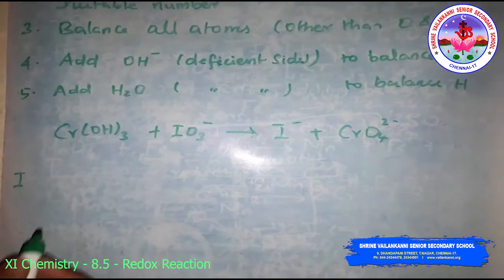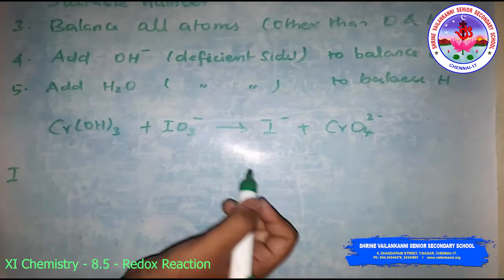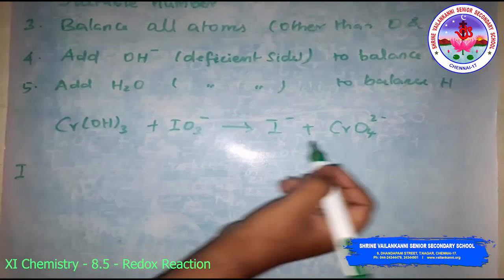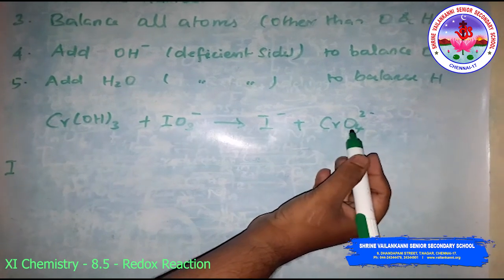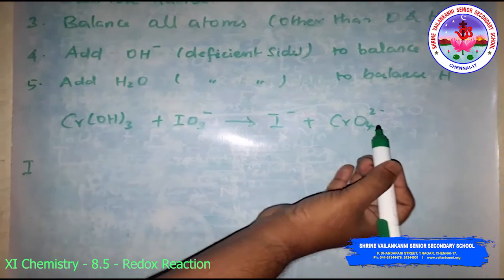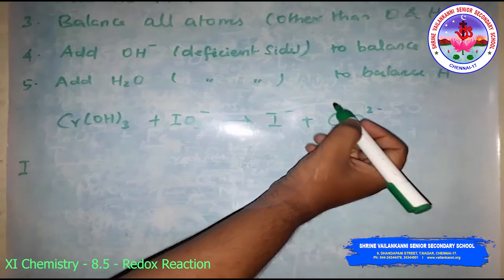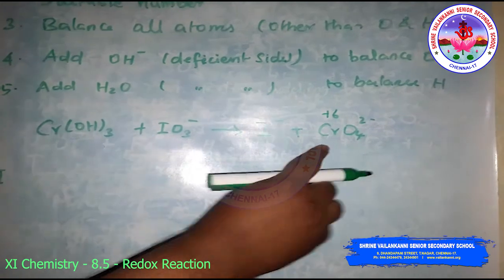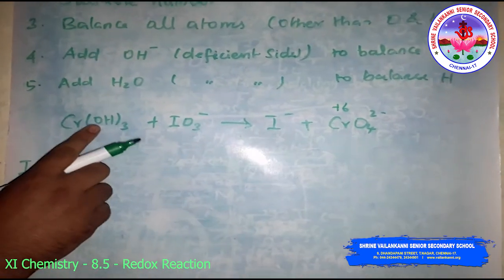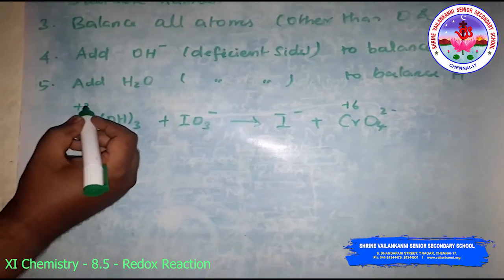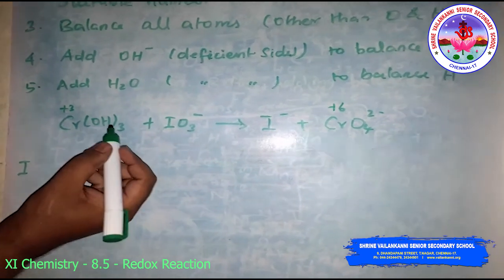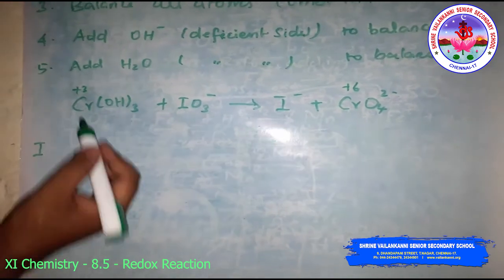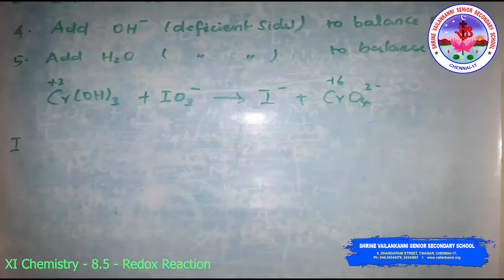Here, the chromium on this side, look at this. First, we'll see here. 4 into 2 minus, that is minus 8, plus 2, so here on this side plus 6. Okay, chromium has plus 6 oxidation state. Here, hydroxide is minus 1, into 3 is minus 3, so the opposite charge is plus 3. So on this side plus 3, on this side plus 6.